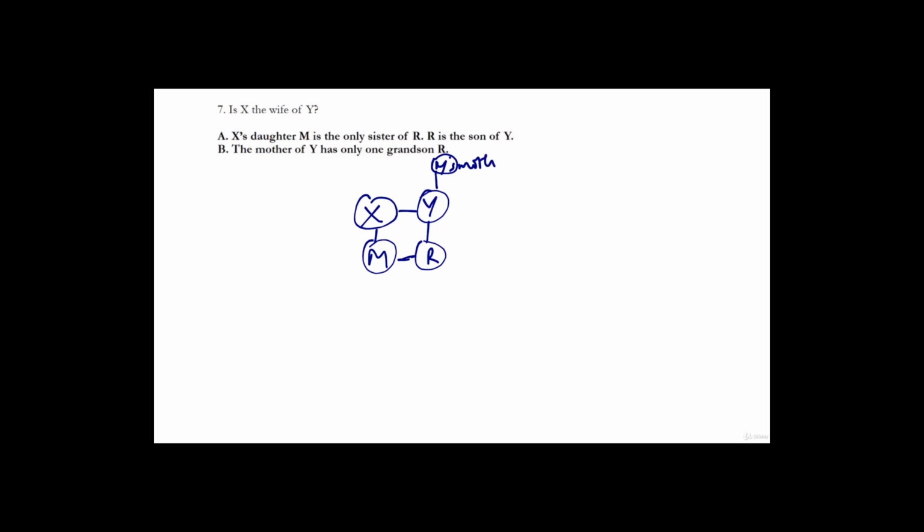And here also we do not know the gender of Y, which makes it impossible to find the relationship between X and Y. So even after combining both the statements, we do not get the relationship between X and Y, or who is the wife of whom. We cannot find that out. So both statements are insufficient.